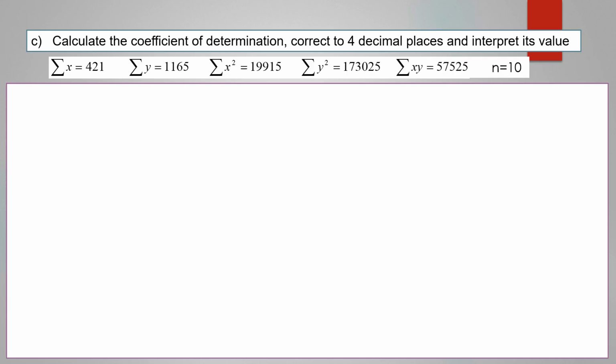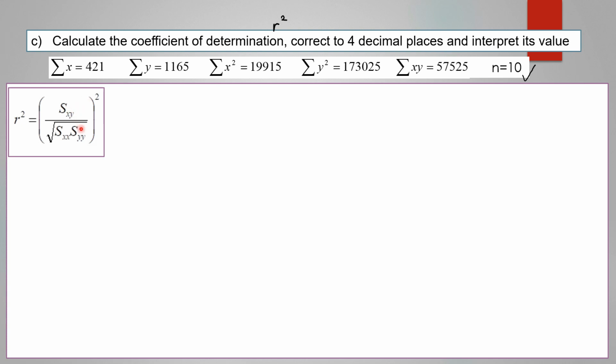C. Calculate the coefficient of determination, which is R square, correct to 4 decimal places and interpret its value. So these are the summations that we were already given in the question. What is the formula that we need in order to find the coefficient of determination? First of all, this is the formula where R square equals everything in bracket sxy divided by square root sxx times syy, squared.